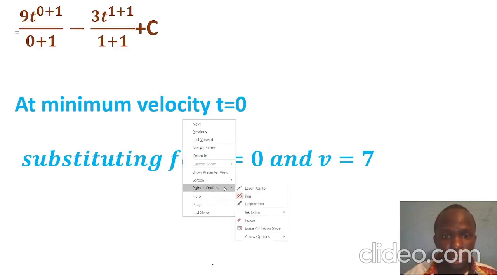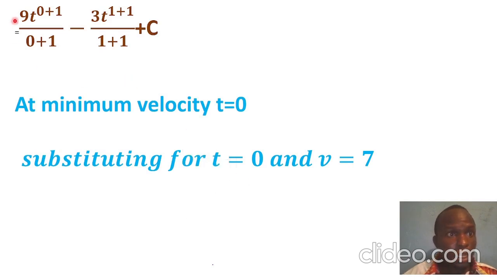Now, you can see 9t raised to power 0 plus 1. Why are we saying t raised to power 0? Because 9 was just there alone, and anything raised to power 0 is equal to 1. That's why we are including t to the power 0. Over 0 plus 1, minus 3t, because t alone is the same as t raised to power 1, plus 1 over 1 plus 1, plus an arbitrary constant.